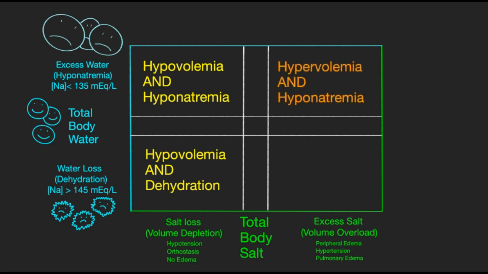So next, let's consider hypervolemia and hyponatremia. And this is a patient who has excess total body salt. They have extracellular fluid volume expansion, right? They have volume overload, but they also have hyponatremia. They have too much water in their body. And the classic examples here would be patients with cirrhosis or heart failure.